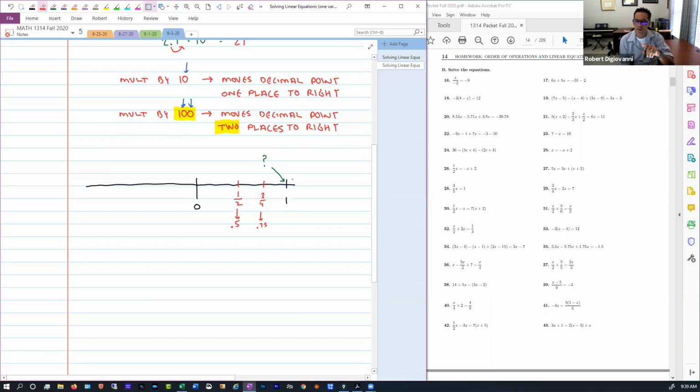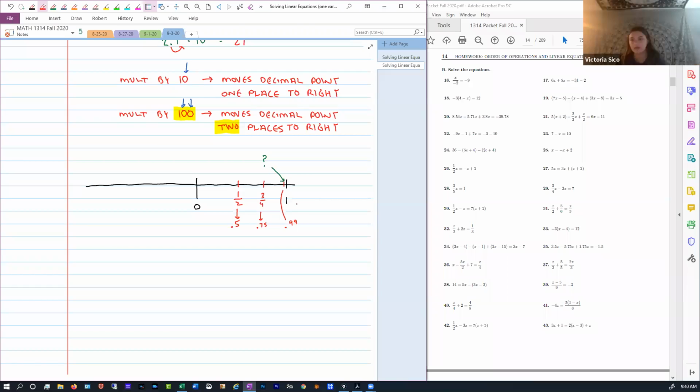And I didn't see who said that. Was that Patrick? Yeah, it was me. Okay, Patrick. So Patrick said that he thinks the number right next to 1 is 0.99? Yes. 0.99. Okay, that's a decent guess. Does anyone have a different guess?